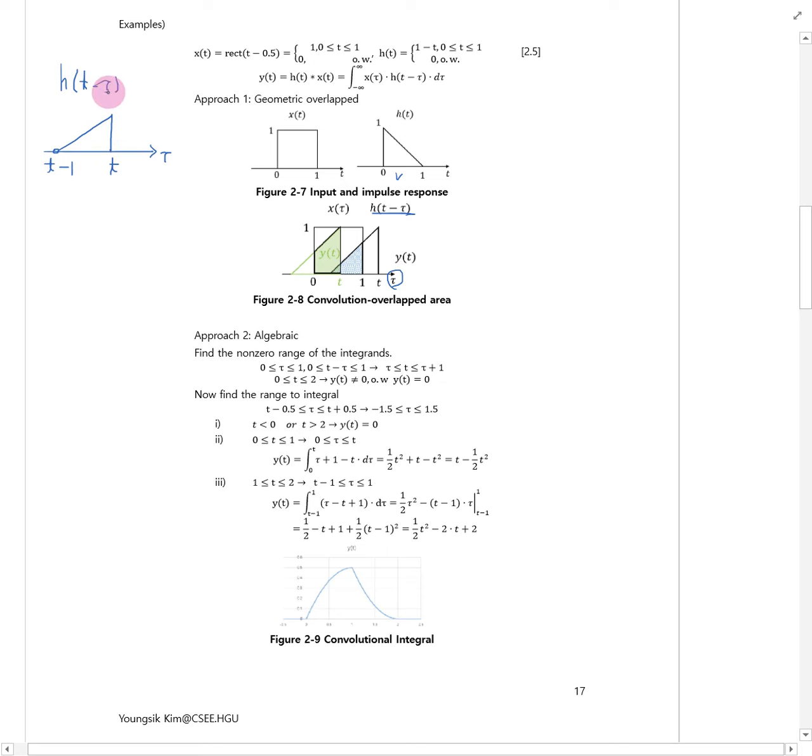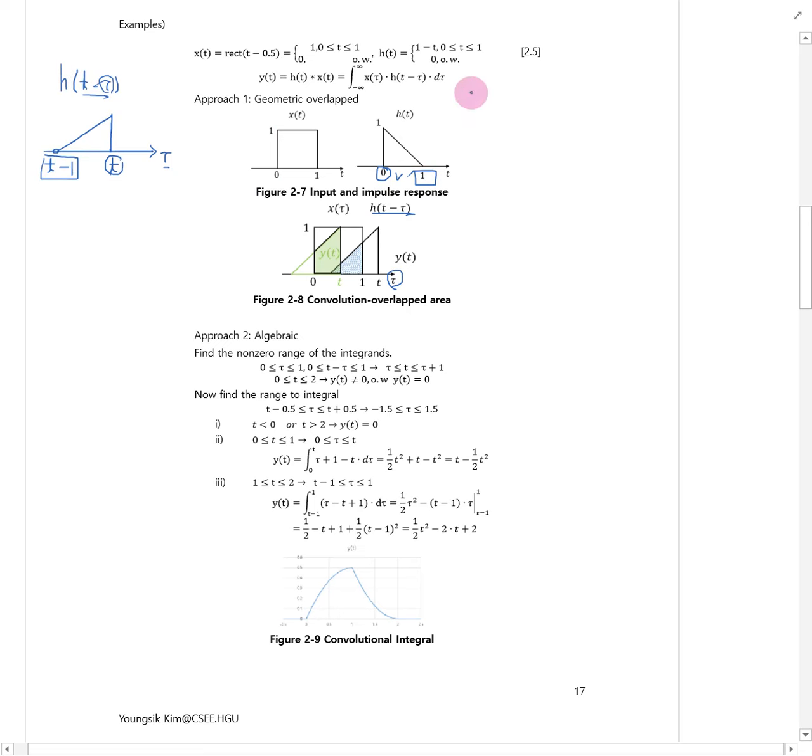If tau equals t, then the argument of the impulse function is 0. So that's this point. And what about this point? If tau equals t minus 1, replace here, then it becomes 1. So that's this point. This point corresponds to 0. Because this is reversed and shifted, this is the function.